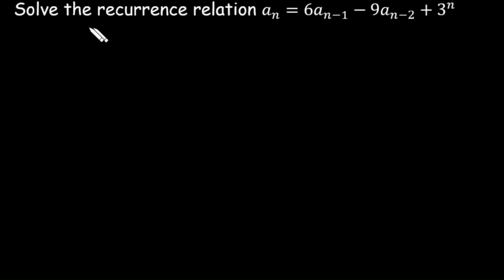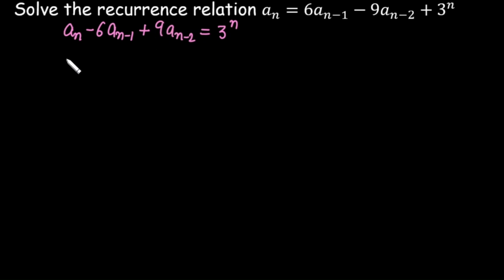Taking one more example, we need to solve this recurrence relation. The first step is we can take all these sequential terms on the left side. So we can write this as an − 6 an−1 + 9 an−2 = 3 raised to power n. After that, we need to remove the negative index. So for that, again observe the sequential terms. Here we have an−1, an−2. So the minimum index is n − 2.